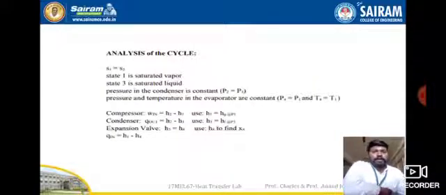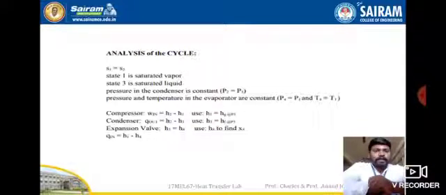Next, now how to calculate this. Compressor work means H2 minus H1, between the 1 to 2 process. How to take this enthalpy 1: H1 is equal to Hg at pressure 1. You have to check in the steam table book, take the P1 pressure, and in that P1 pressure, the Hg value you have to consider as H1.